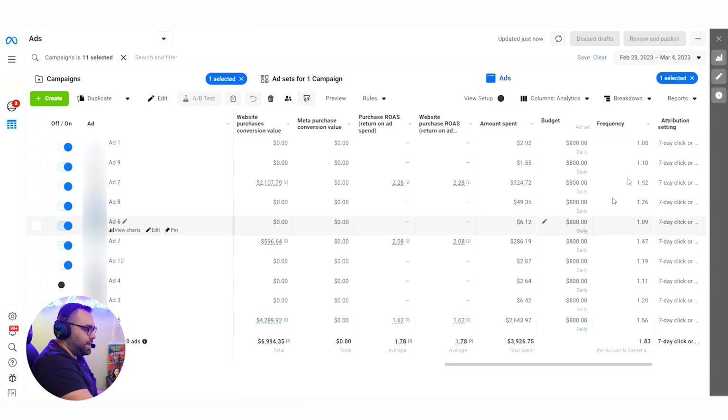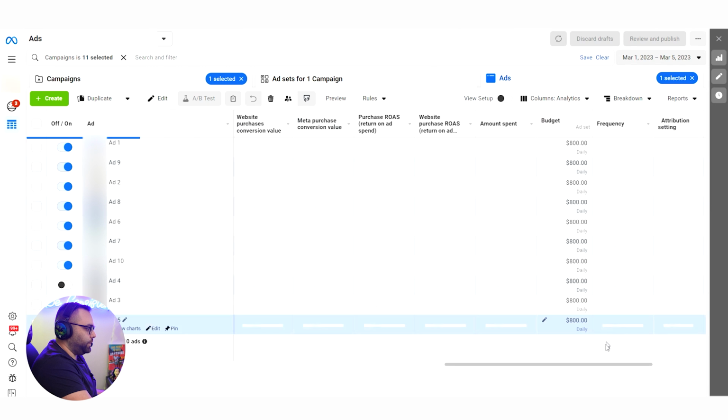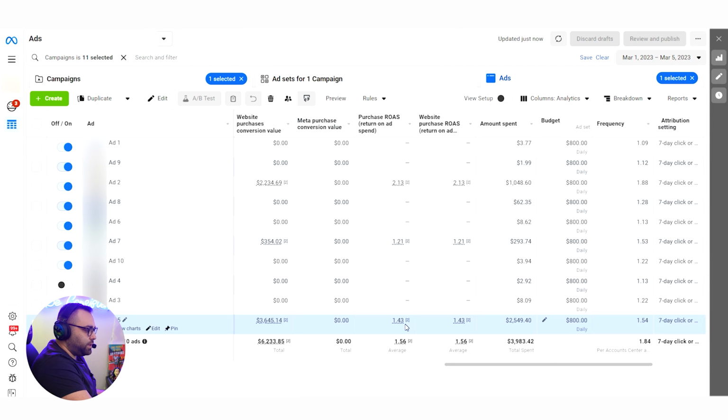1.62 on my leading ad, 1.78. Then if we go from 1 to 5th, 1.43, 1.56. So it's dropping day by day, and this is the point where most people would fail. They wouldn't have the guts to close the leading ad. What I have done is that I closed the leading ad and said, okay, I'm leaving all the other ads so that they can start optimizing.